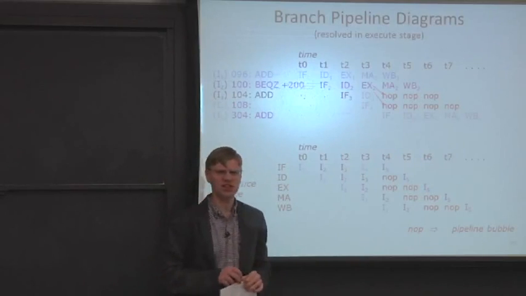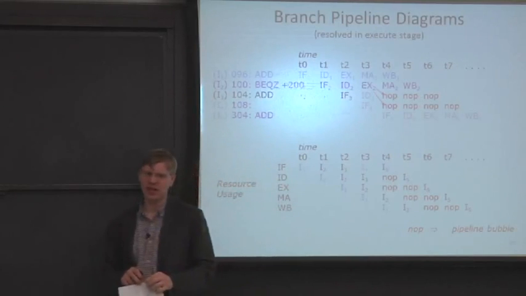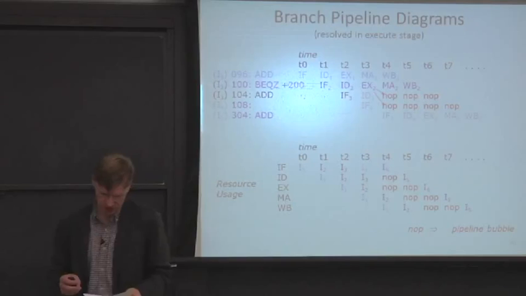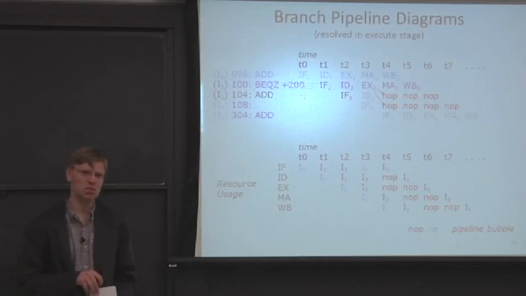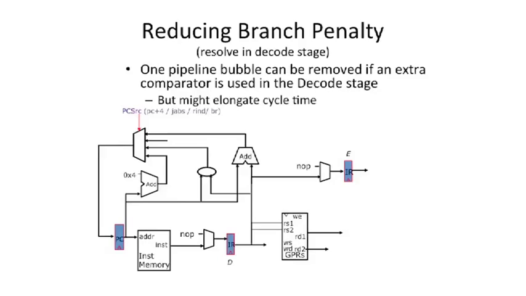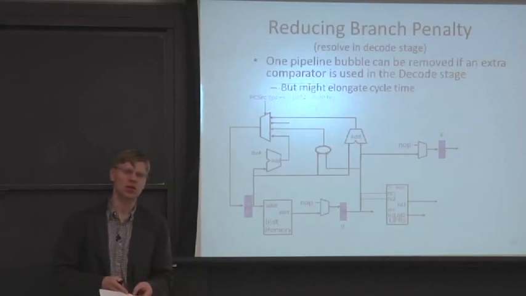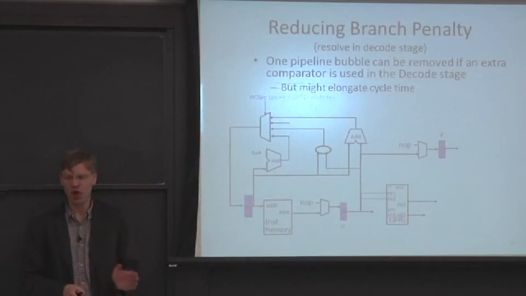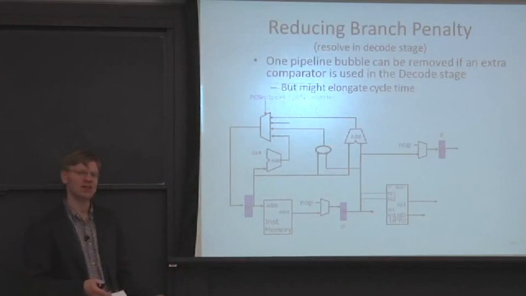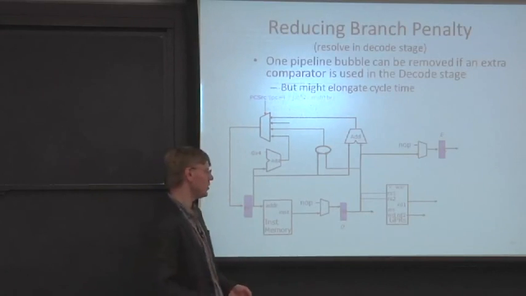OK, well, but this still isn't good. I don't want every single branch I take to have a CPI of 3. So let's talk about some ways to mitigate this cost, or how do we reduce the branch penalty? Well, one way to do it is we can actually add a comparator one stage earlier and have it resolve in the same timeline as something like the jump.